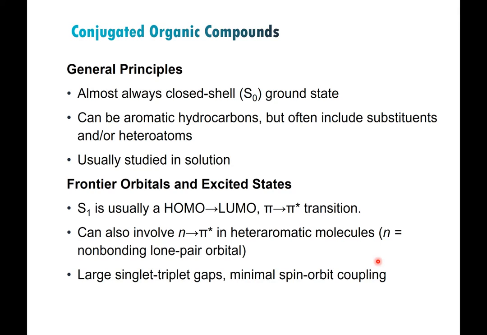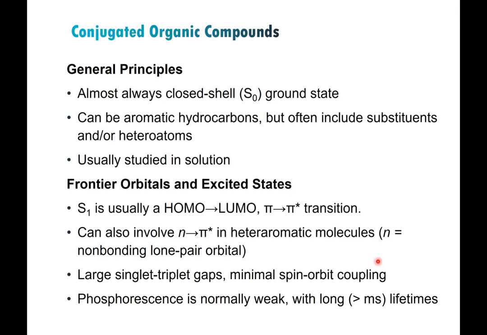Another thing about organic compounds is that in most cases, there are exceptions to this when we talk about TADF materials, which we've covered a little bit in the past, but most conjugated organic compounds have large singlet-triplet gaps and pretty minimal spin-orbit coupling. That is, again, the reason why you're going to see pretty much only fluorescence. If there is phosphorescence, it's usually very weak, often only observed at low temperatures, and it would have very long lifetimes, usually milliseconds or longer, if you're talking about an organic compound. So those are going to be some of the key features of organic compounds.